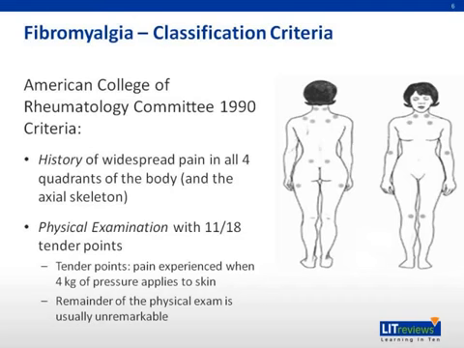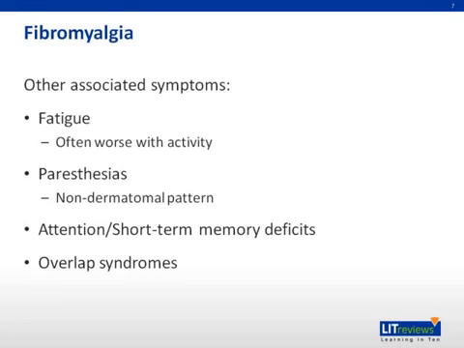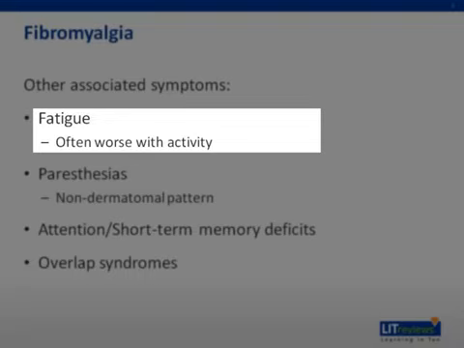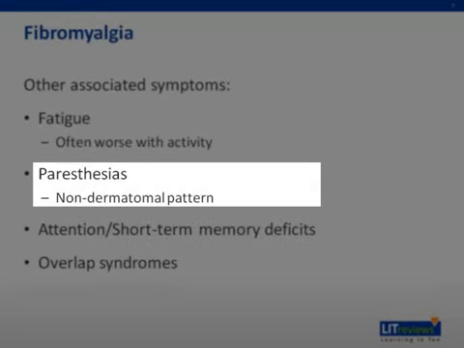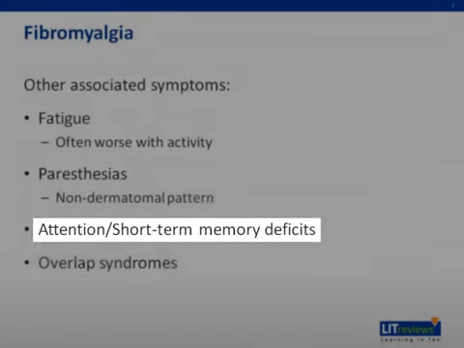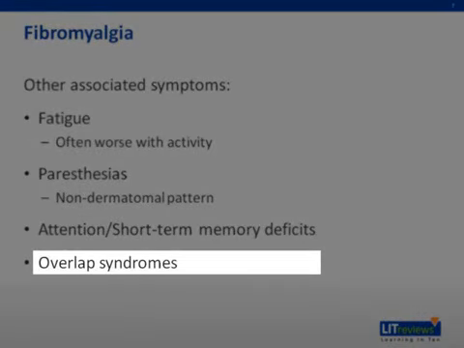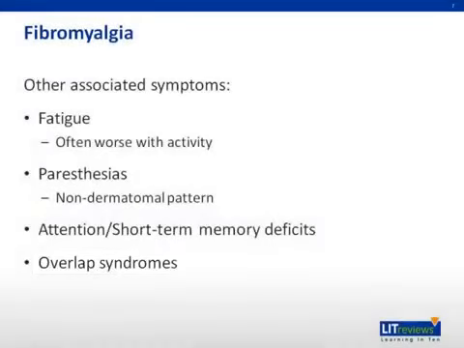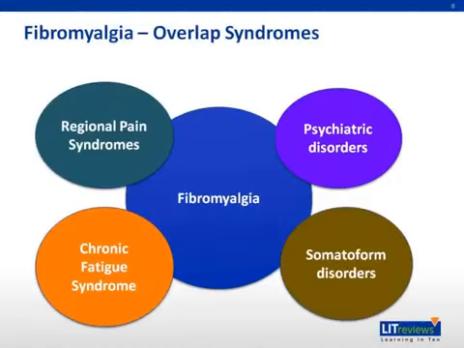The remainder of the physical exam in fibromyalgia is usually unremarkable. Fibromyalgia is challenging because people often have pain at discrete tender points and widespread pain all at the same time. Other associated features of fibromyalgia include fatigue, which is often worse with activity, paresthesias, which often occur in a non-dermatomal pattern, attention and short-term memory deficits, and overlap syndromes, which I will address on the next slide. It is important to note that there is usually no organic explanation for any of these symptoms.